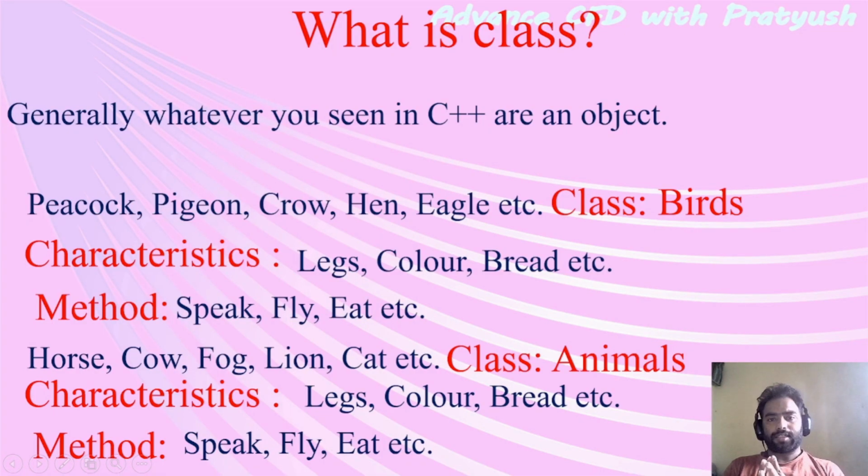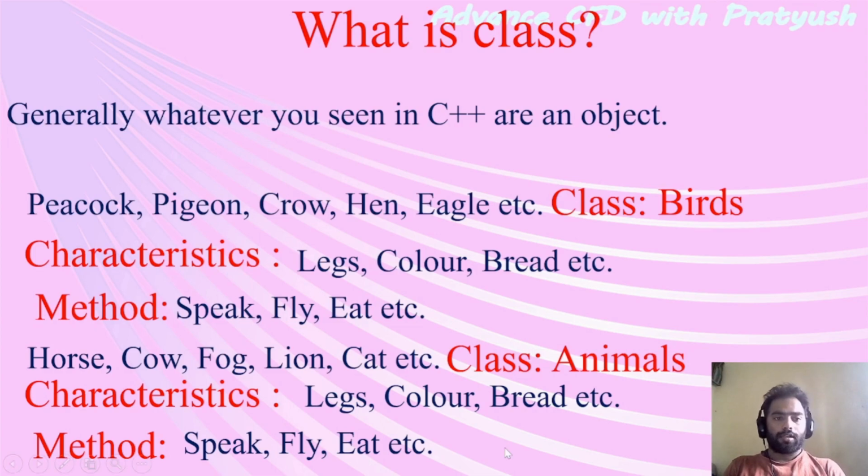So the concept of class is very important for OpenFOAM, because in C++ whatever you are using is generally an object. That's why it is important to understand what a class is. Class means that there are different objects and you are classifying them into this particular class.